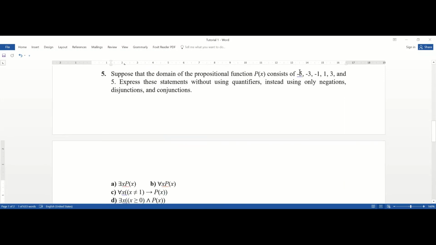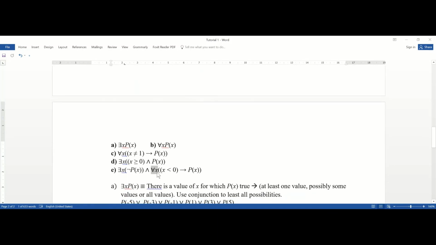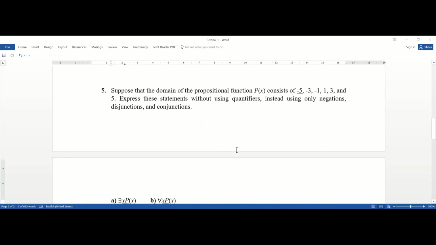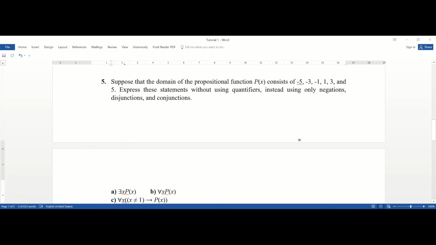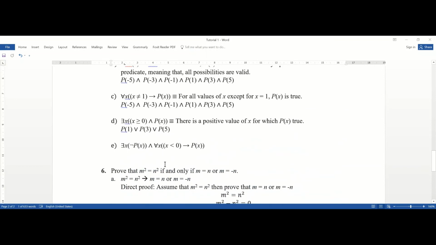So what are all of them? P of minus 5, it will be not p of minus 5, not p of minus 3, so on, not for all of them. This part will be when x is less than 0, ANDing p of minus 5 and p of minus 3 and p of minus 0. So you got it. Here you have, again, and between these two, apply it, and that's it. You got the answer, you got the outcome.